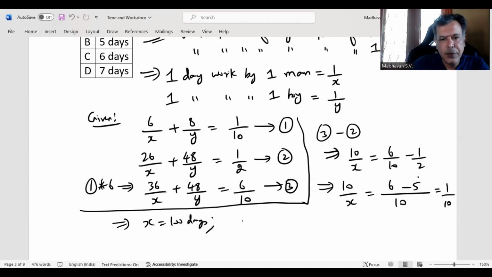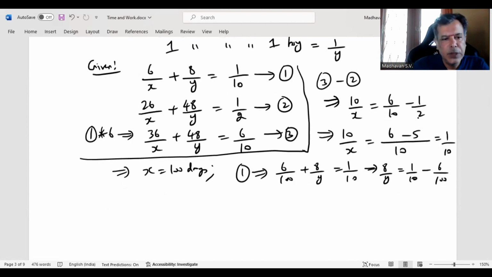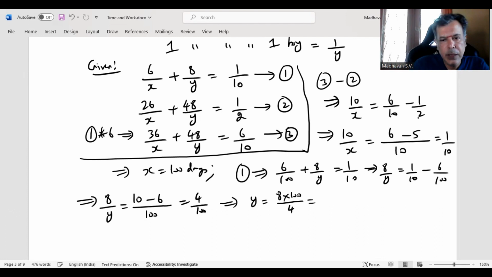Now, consider the first equation. 6 by 100 plus 8 by Y equal to 1 by 10. That means 8 by Y is 1 by 10 minus 6 by 100. So 8 by Y is equal to, now LCM for this right hand side is 100. So here we will put 10 minus 6, we get 4 by 100, which means our Y equals 8 into 100 by 4, we get 200 days.